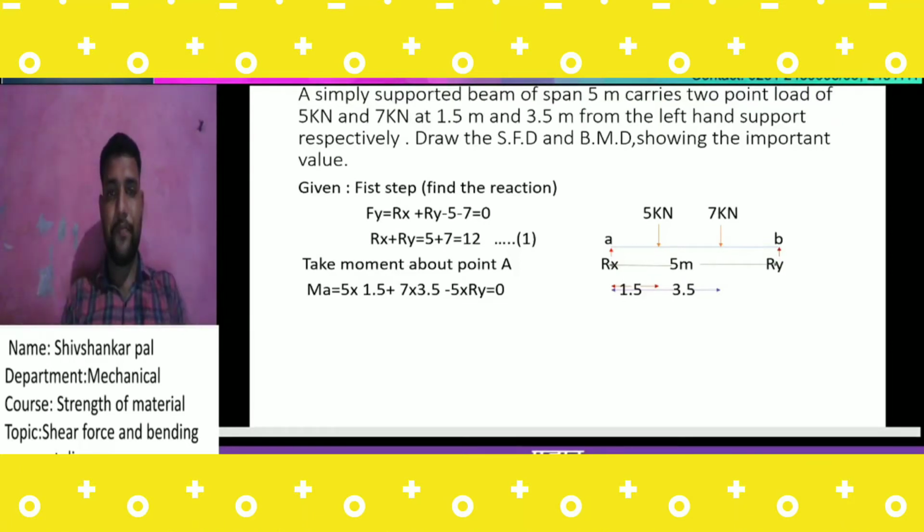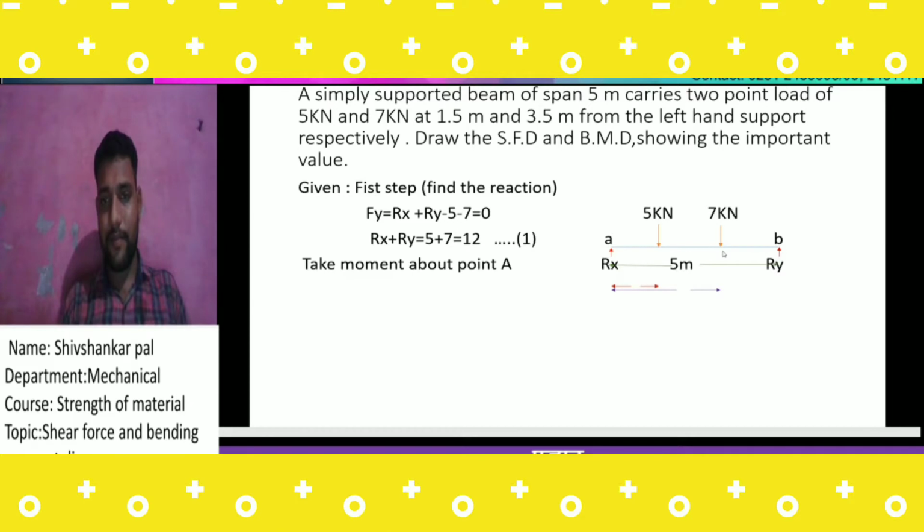Good morning, everybody. I will continue our numerical session on shear force and bending moment diagrams. That is our first problem. In the first problem, a simply supported beam of span 5 meters. What I am simply saying is that our beam length is 5 meters.